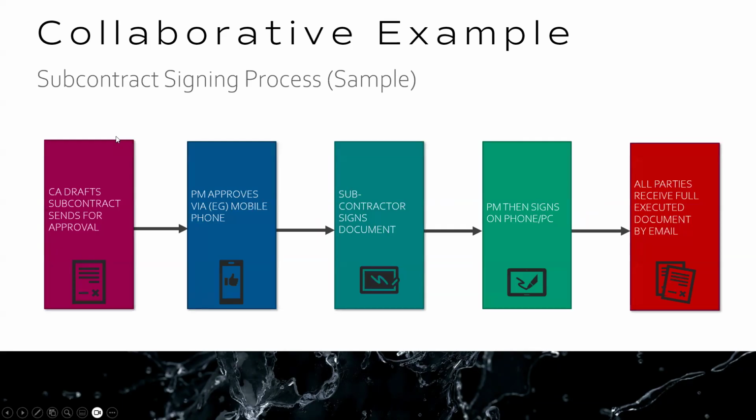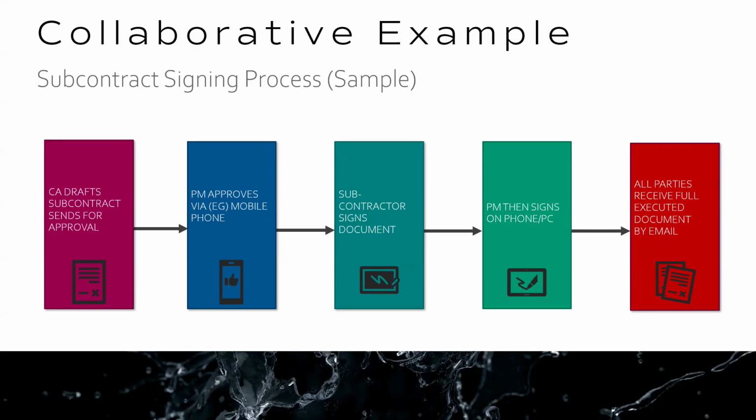Okay, so we've gone through this. So let's have a look at a workflow attached to electronic signatures. Remember, this is your external workflows. This example is going to demo what you can potentially do with your subcontracts.